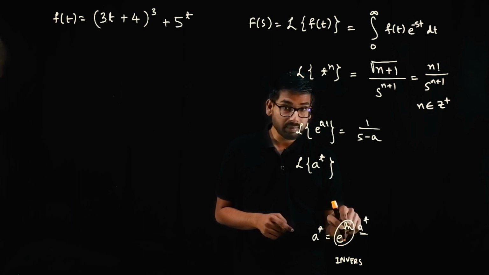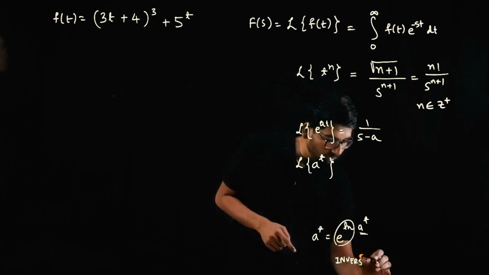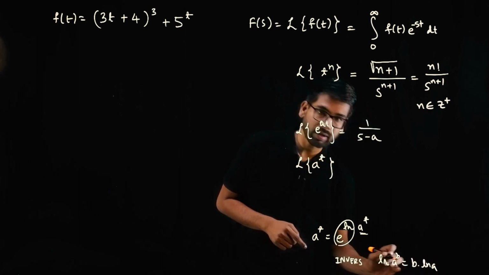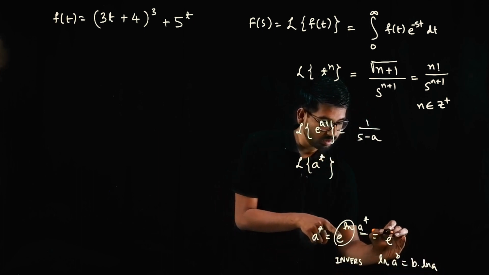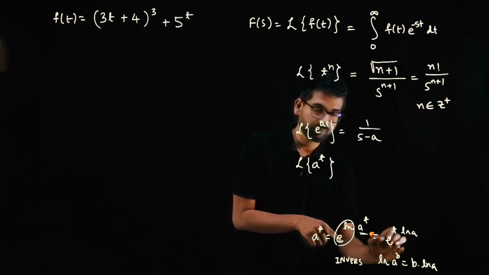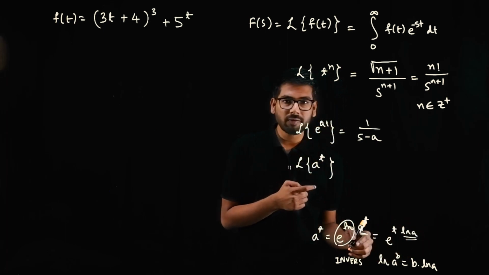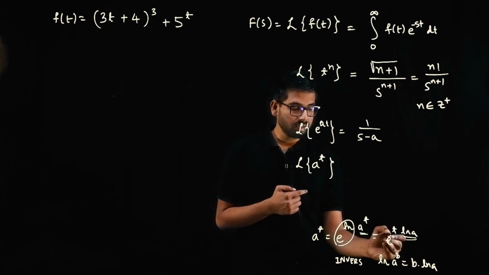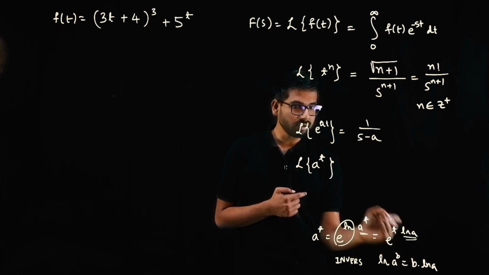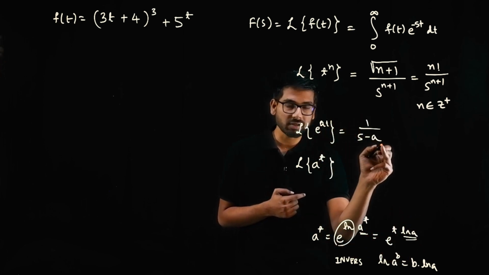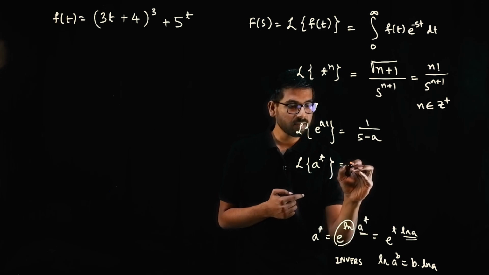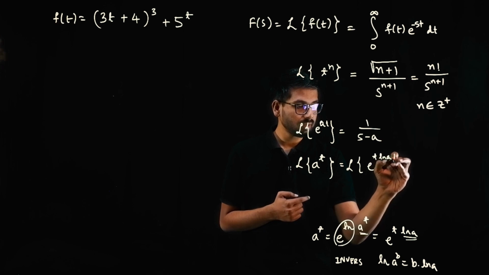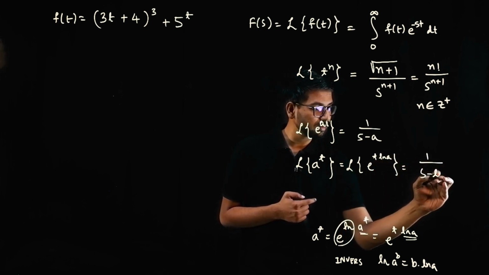And in the power, we have log of a power t. If you have something like log of a power b, you can write it as b log a. So I can write this as e power t log a. Here log a is a constant, so this constant plays the role of a. e power some constant into t has Laplace transform 1 over s minus that constant. So the Laplace transform of e power t log a is 1 over s minus log a.